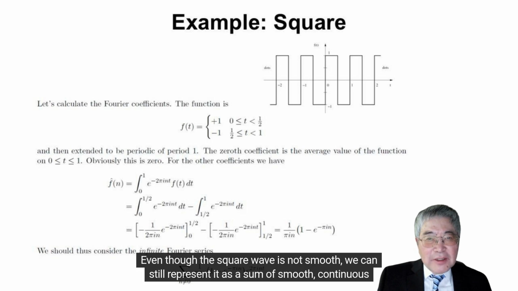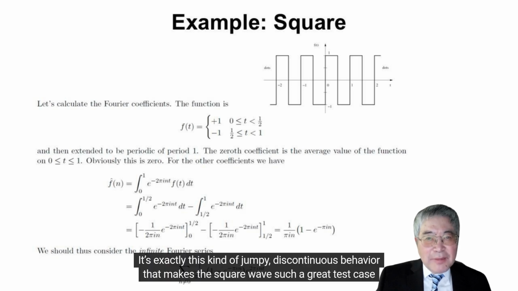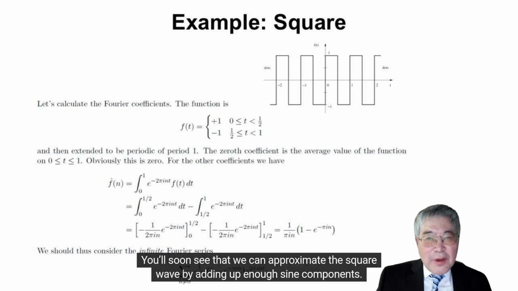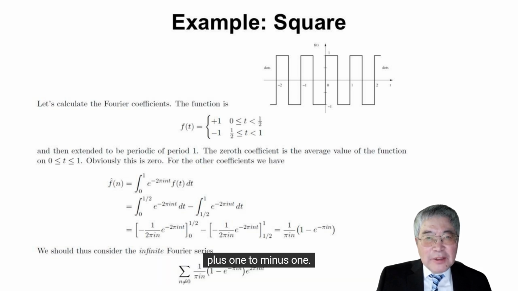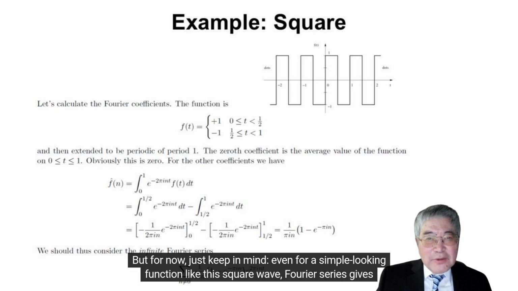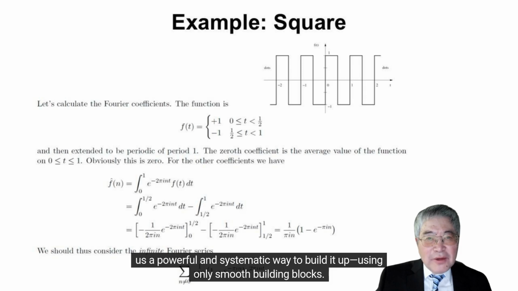Even though the square wave is not smooth, we can still represent it as a sum of smooth, continuous sinusoids. It's exactly this kind of jumpy, discontinuous behavior that makes the square wave such a great test case for the Fourier series. You'll soon see that we can approximate the square wave by adding up enough sine components. And the more terms we include, the closer the sum will come to capturing that sharp transition from plus 1 to minus 1. This example will also reveal an interesting phenomenon known as the Gibbs effect, which we'll talk about next. But for now, just keep in mind, even for a simple-looking function like this square wave, Fourier series gives us a powerful and systematic way to build it up, using only smooth building blocks.